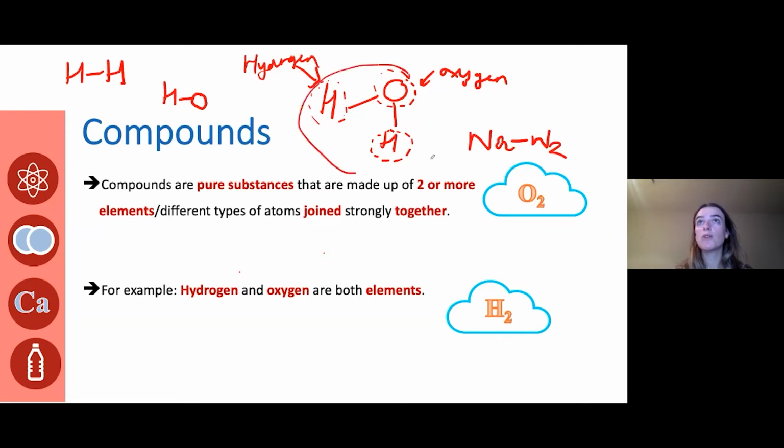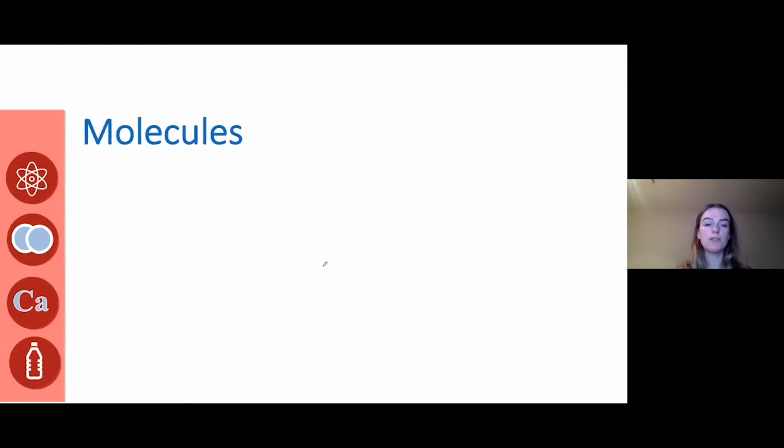This is a molecule. But did you see how I draw H and H? Even though they're the same element, it's still a molecule. But I can't call that a compound. So it's a molecule, but it's not a compound because they are not different. Okay, so now we know what compounds are. We know what elements are. I think we're doing great.